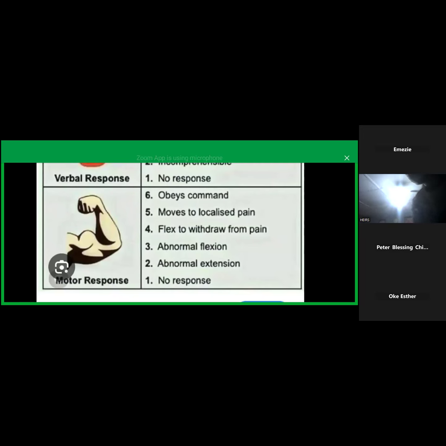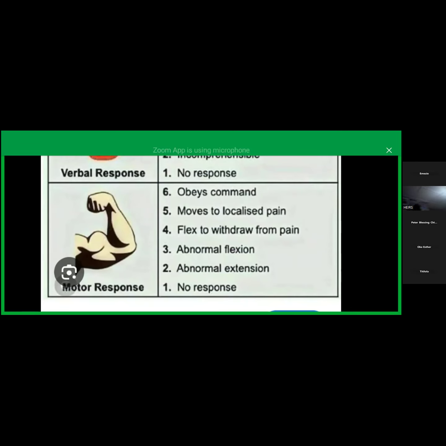So when I go to best motor response, we say, Mr. Paul, can you raise your hand? Mr. Paul did not obey command. He didn't do anything. Mr. Paul, raise your hand. He didn't do anything. Okay, Mr. Paul, raise your leg. Pain. Mr. Paul brings his hand and grabs our hand and removes it because he doesn't want to feel pain again. So what is Mr. Paul's best motor response? It is 5. So we are going to write plus 5.